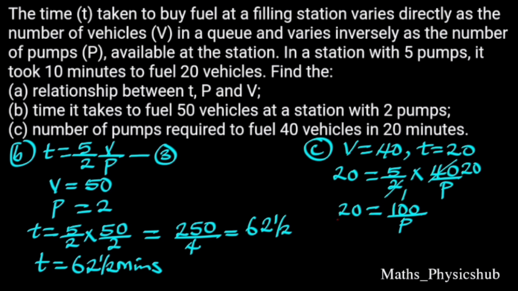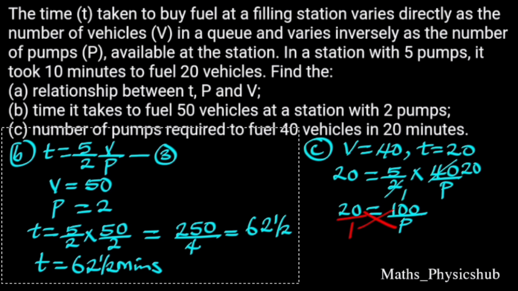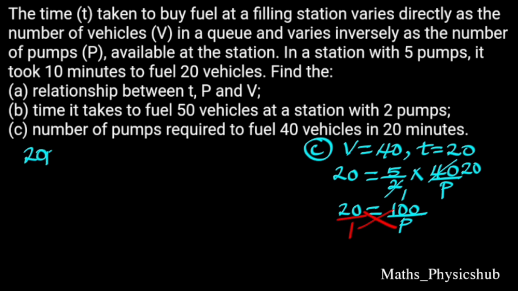To find p, we cross-multiply so that 20 times p equals 100 times 1, which is still 100. Next we divide both sides by 20. On the left side, 20 will cancel out 20, and on the right side, 100 divided by 20 is 5. Hence, the number of pumps p required is 5 pumps.